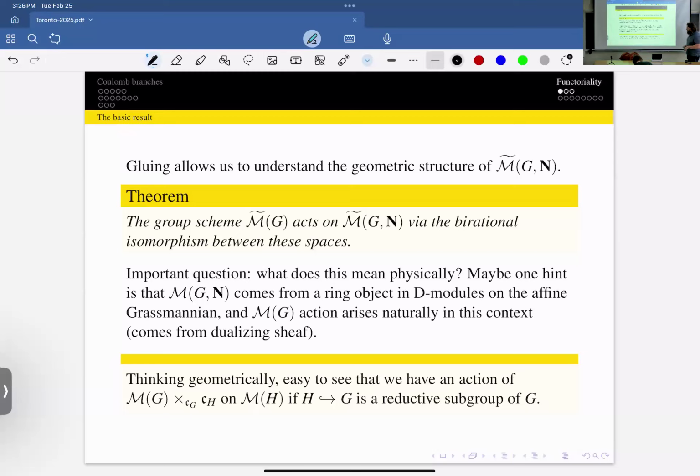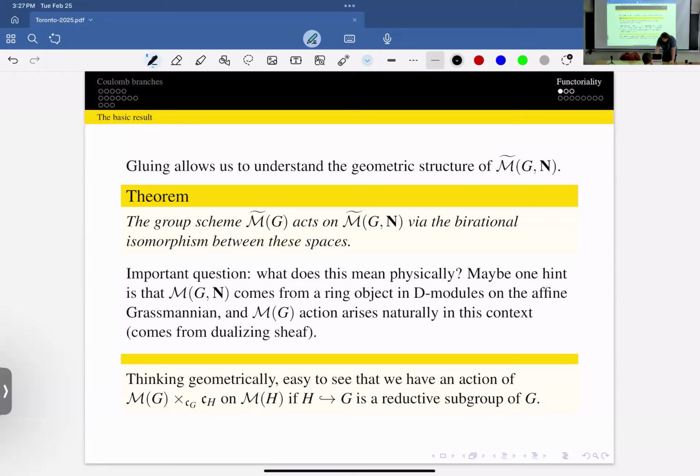Which is, on some level, a low bar for a physicist understanding something, but which also can be somewhat demanding. All right, there's a sort of generalization of this when I have two groups. So I have G, I have a reductive subgroup H. So I can look at the pure Coulomb branch for G, I can look at the pure Coulomb branch for H. And I want to say that this guy for G acts on this guy for H.